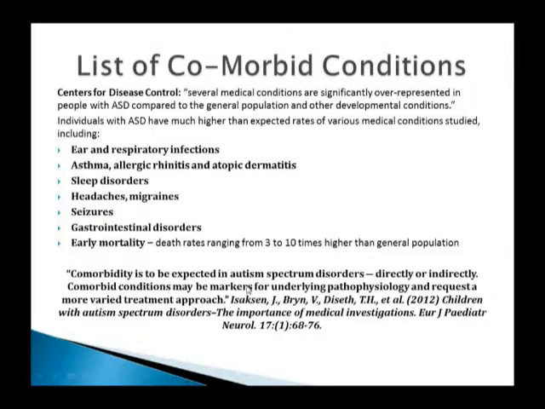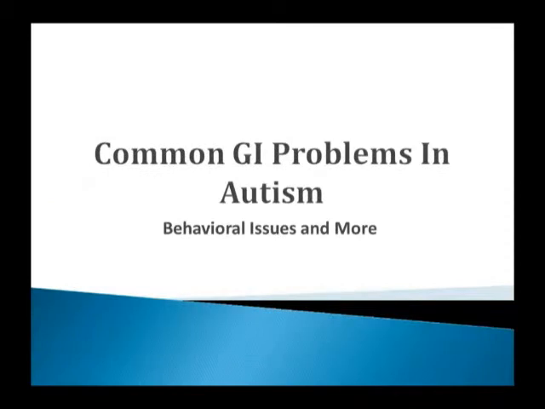So in this abstract right here, which was out of the European Journal of Pediatrics in 2012, it says, specifically, comorbidity is to be expected in the autism spectrum disorders either directly or indirectly, and those comorbid conditions may be markers for some underlying pathophysiology. So as a healthcare practitioner, you have to do testing. You've got to look at these kids as having underlying medical problems to try to deal with those medical problems to help improve their overall condition.